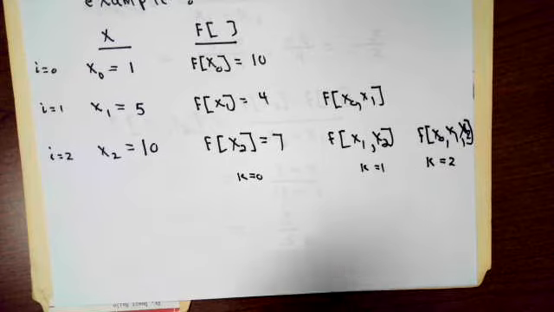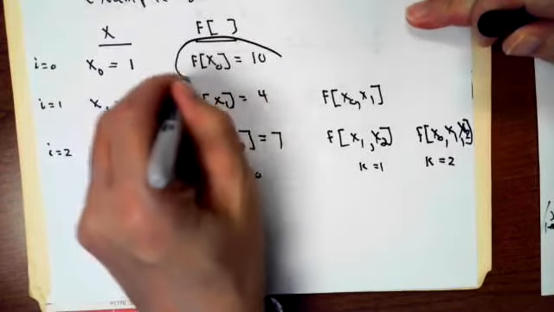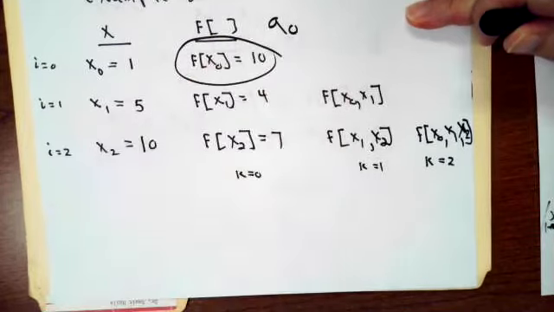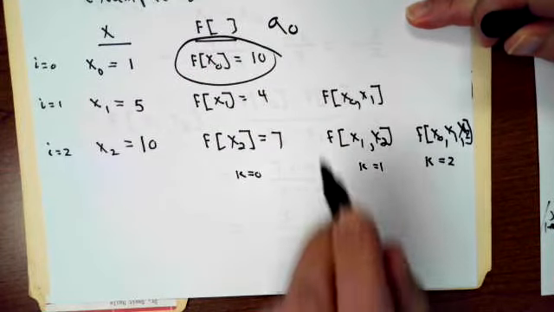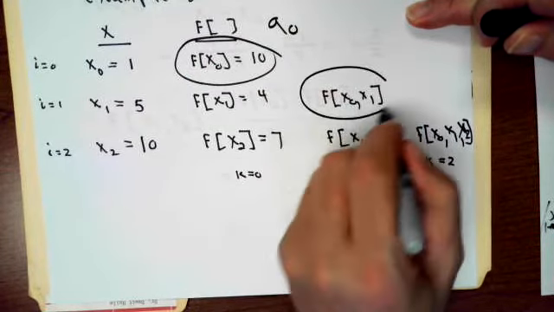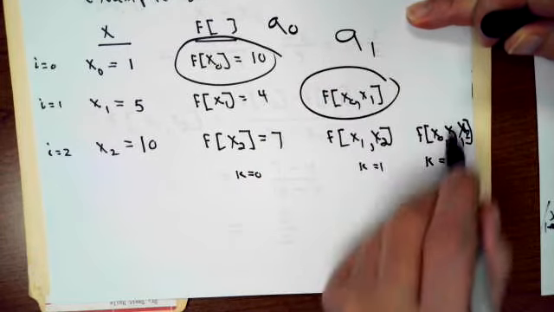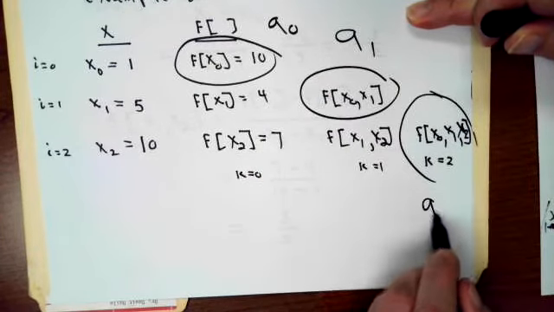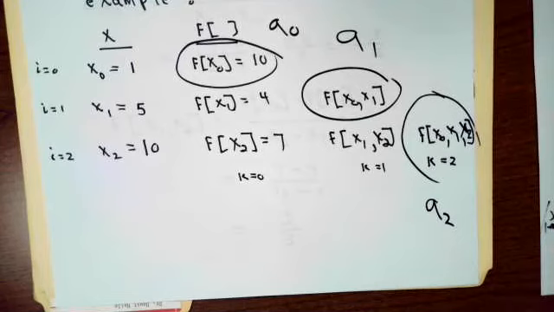And the reason that we want to do that is, in terms of our earlier language, that's a0, that's a1, and that's a2. We will know the coefficients of the polynomial written in the form that we've been talking about.